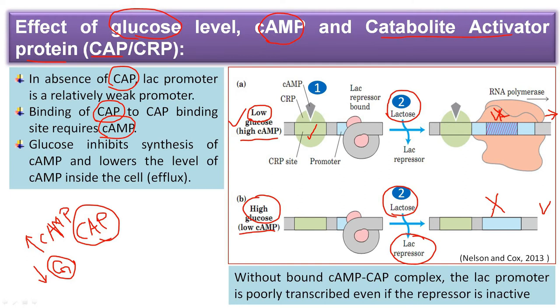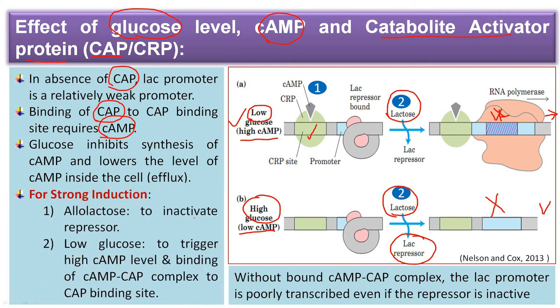The RNA polymerase will bind to the promoter only when the cyclic AMP and CAP complex is present, and this occurs only when the level of cyclic AMP inside the cell is high, or the level of glucose inside the cell is low.